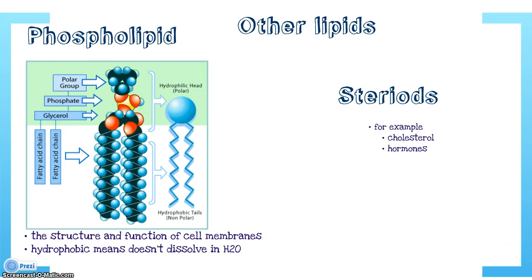There are some other lipids that are very important, but most of these we will discuss in upcoming chapters. The first one is called the phospholipid. This is what makes up the composition of our plasma or our cell membrane. The steroids, the hormones, and the cholesterol are also important, but we will discuss them in upcoming chapters.